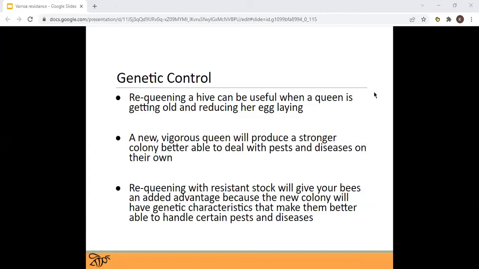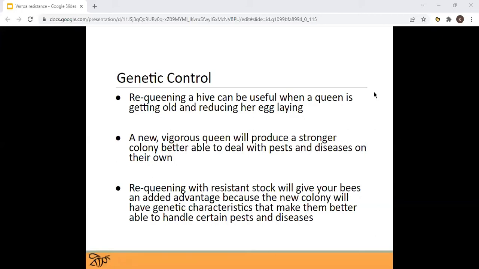Okay, so the last cultural control method that I'm going to talk about today, and the one I'm going to spend the most time on, is genetic control. Genetic control can help your colony deal with pests and diseases in 2 ways. One, very simply, new queens are going to lay more and produce a stronger bee population.